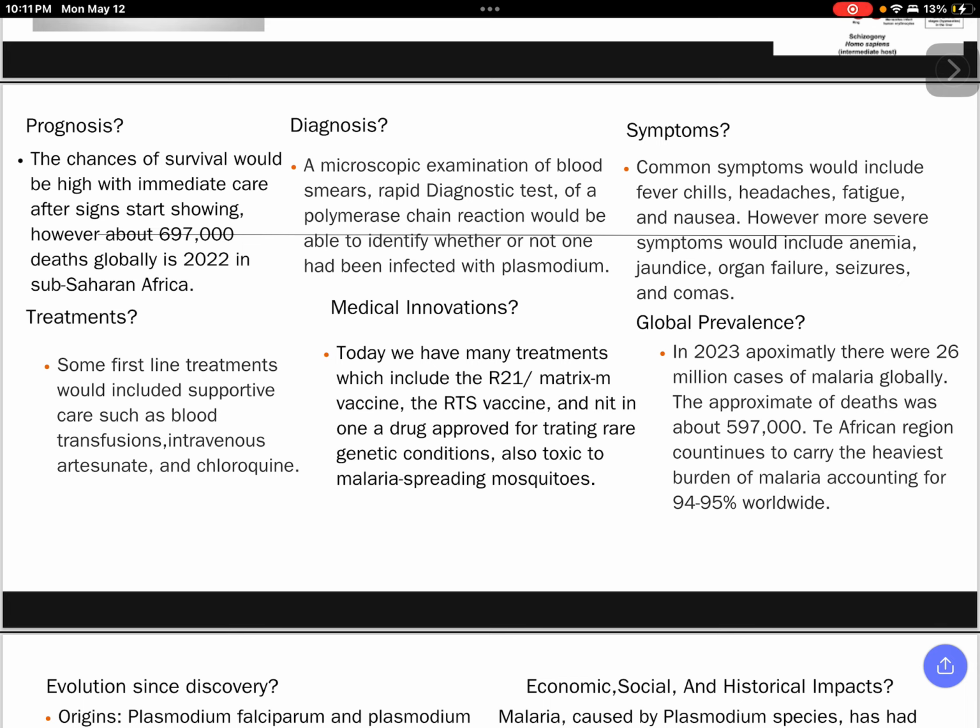Our diagnosis would be a microscopic examination of blood smears, a rapid diagnostic test, or polymerase chain reaction that would be able to identify whether or not one has been infected with Plasmodium.